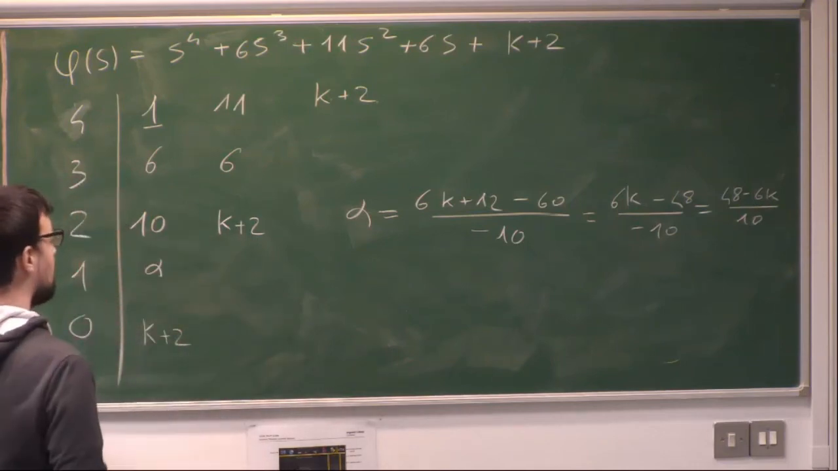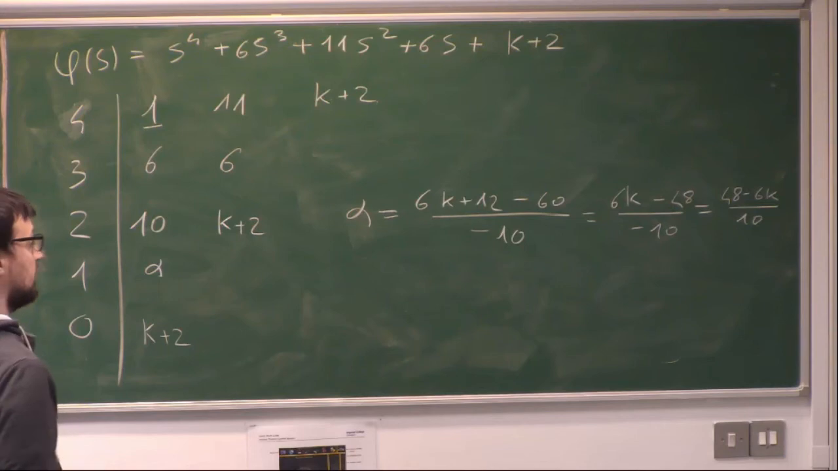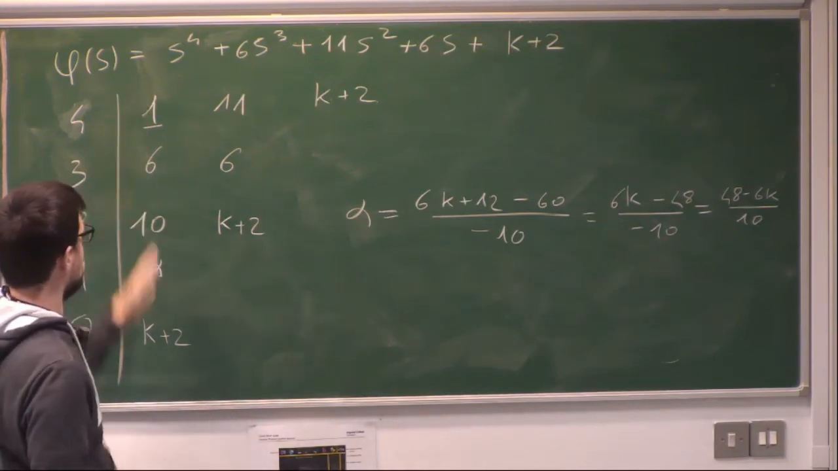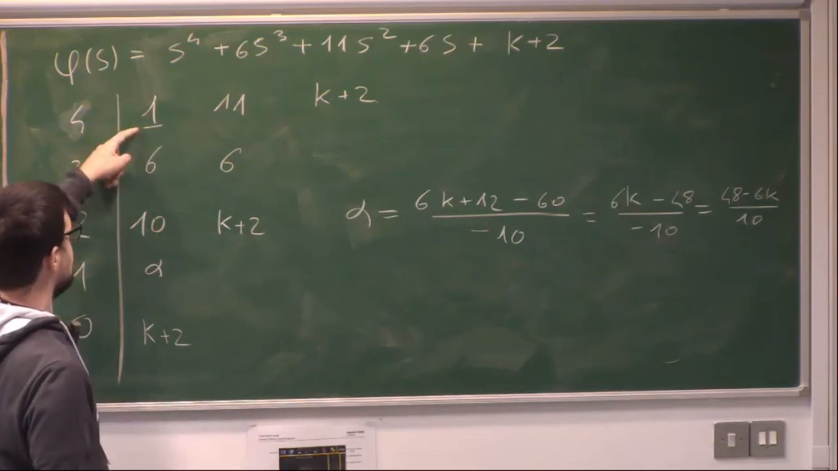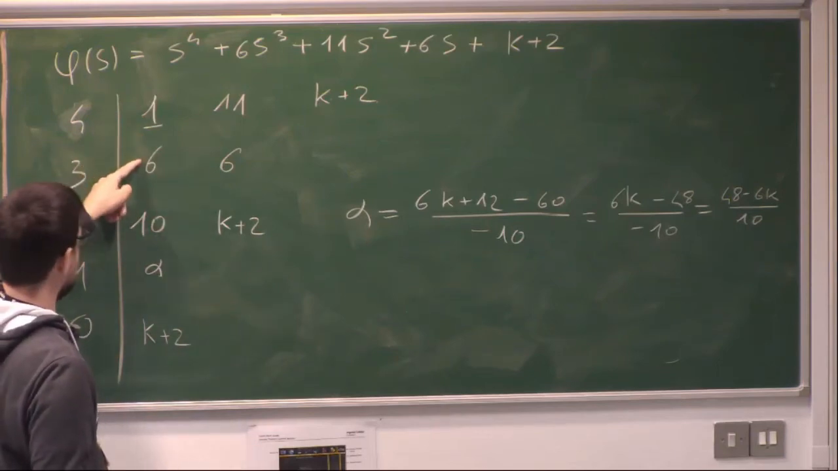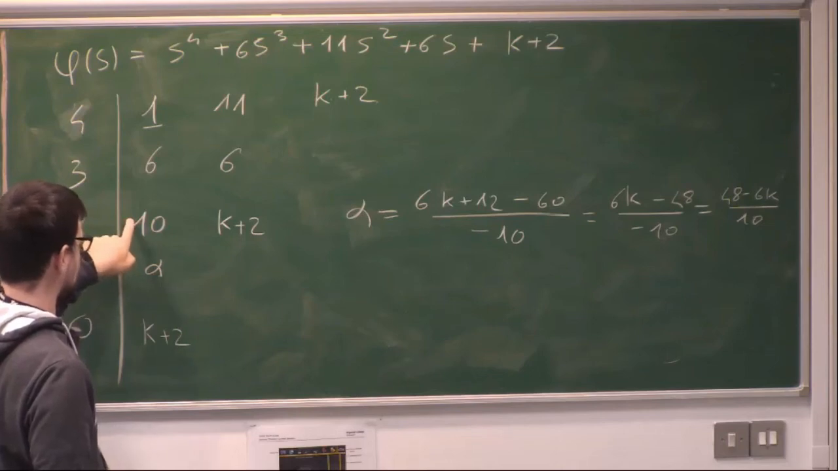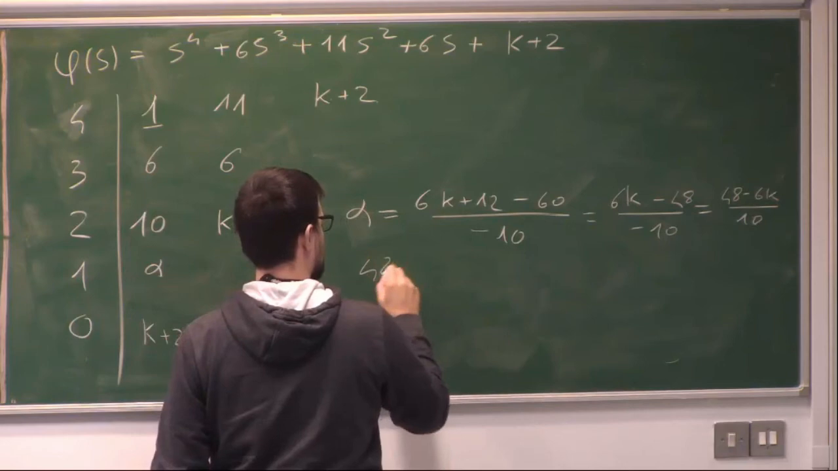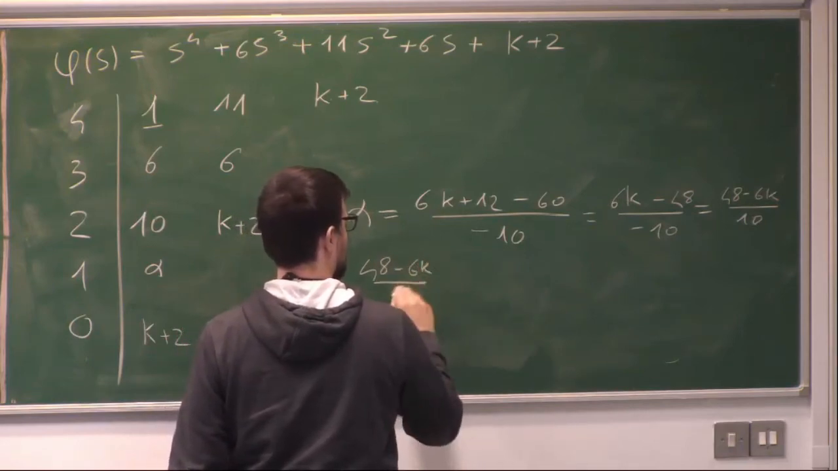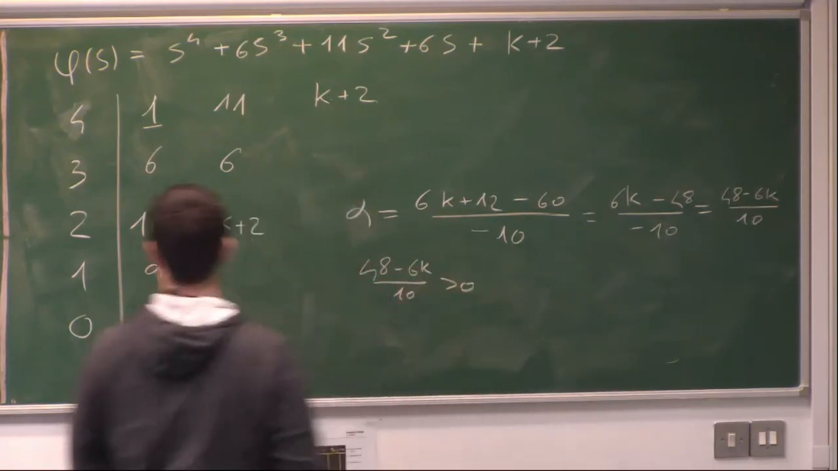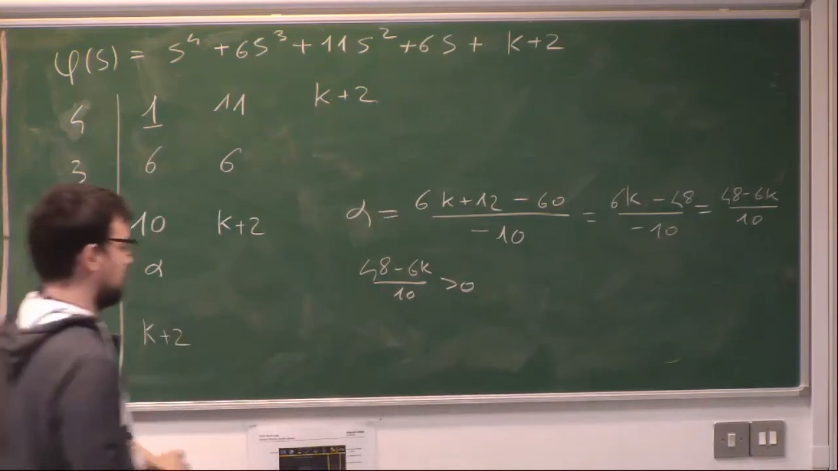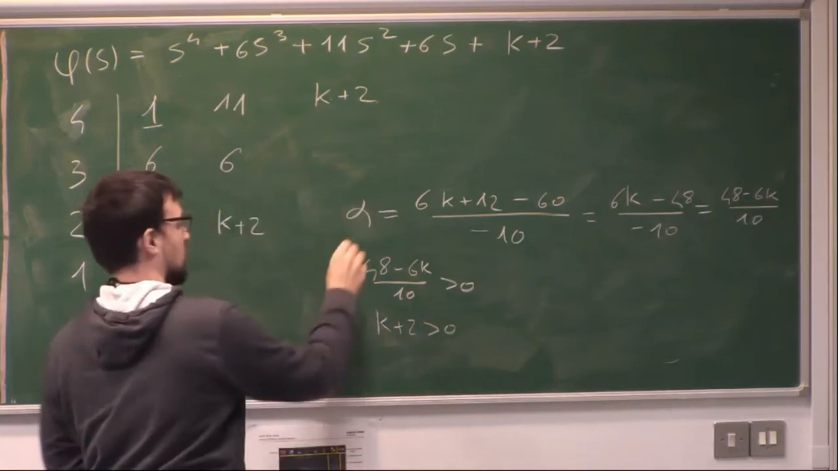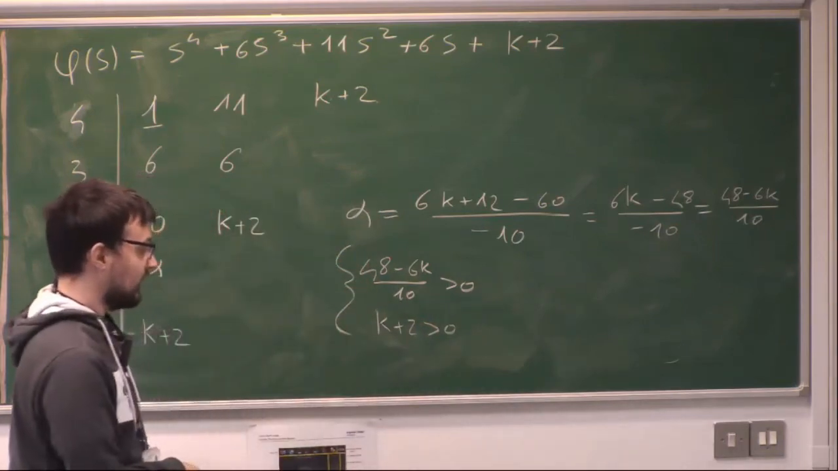Now what we want is that all the roots are in the left-hand side of the plane. It means that we want all the first column to have the same sign. This is positive, so this has to be positive, and it is positive. This has to be positive, and it is positive. Then we want this number to be positive, so we want 48 minus 6k divided by 10 to be greater than 0. And then we want this term to be positive, so we want k plus 2 to be greater than 0. So we have to solve this system of inequalities.